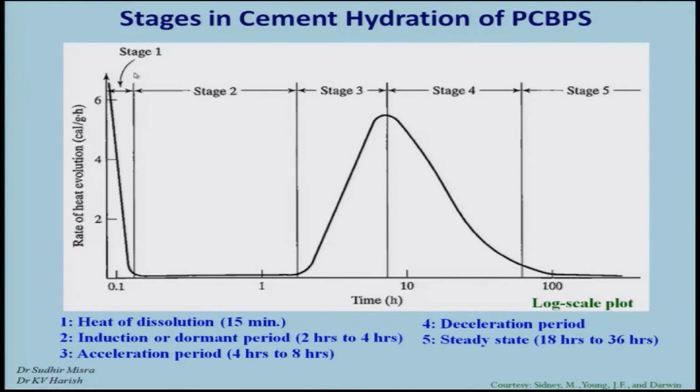Stage 1 is called heat of dissolution. This usually happens during the first 15 minutes from the time water is added to cement, and the second stage is called the induction period or dormant period. Approximately it is 2 hours to 4 hours, and the third stage is the acceleration period, which is between 4 hours to 8 hours approximately, followed by the deceleration stage 4, and the final one is the steady state. So, we will see each stage in detail.